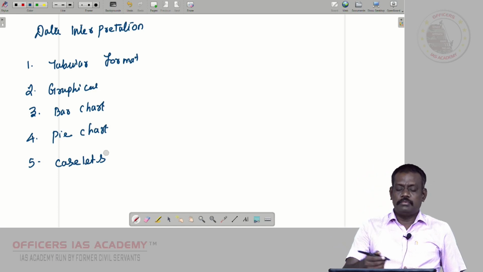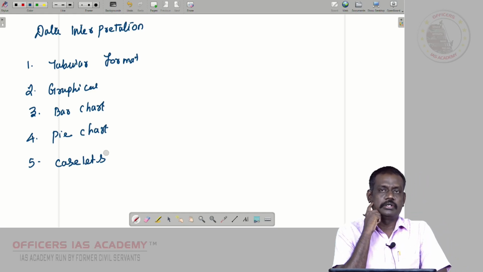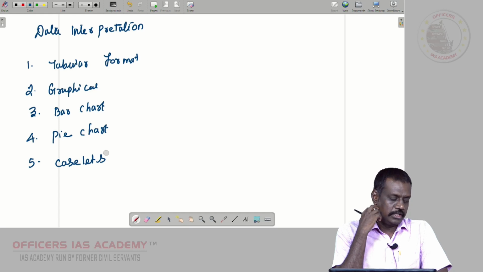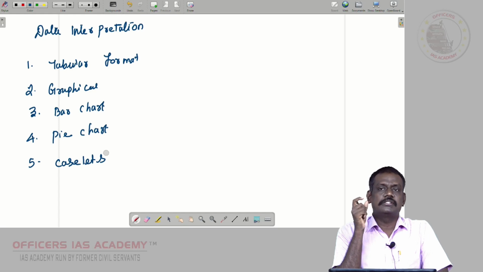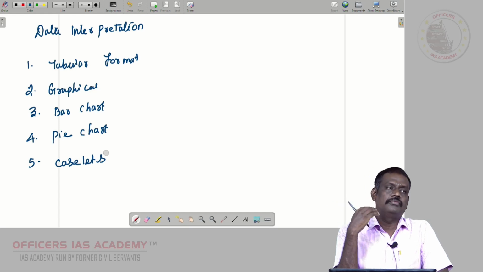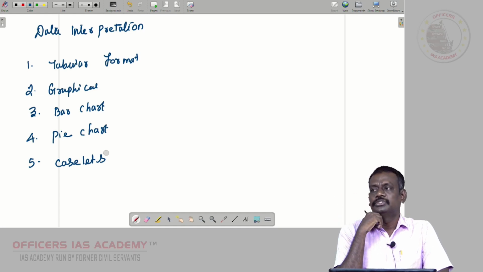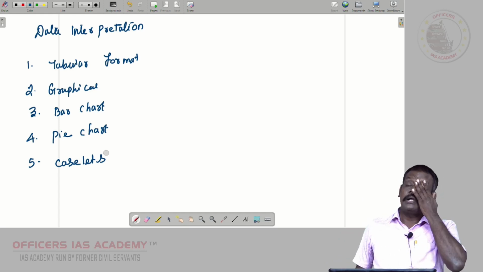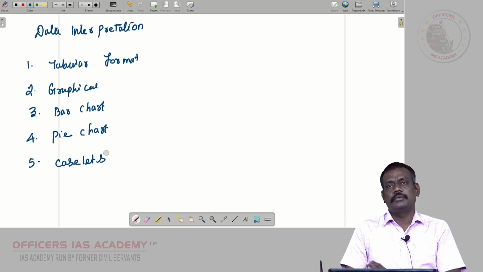So tabular format, graphical, bar chart, pie chart, these things you all would have seen in your school or college days itself. And this caselets, it's a new format. So caselet means, as the name says, they will give you a case study, and in between there will be some data given. So you have to read the case, understand it, analyze the situations, and answer the questions based on it. Okay, so that is called caselets, and this type of question has also been asked in UPSC.